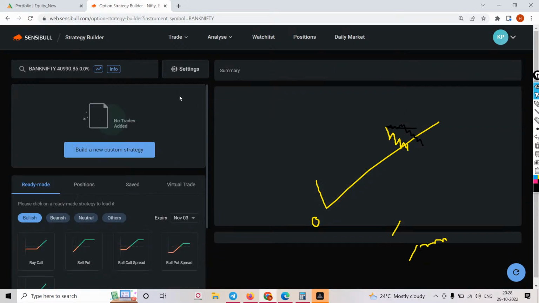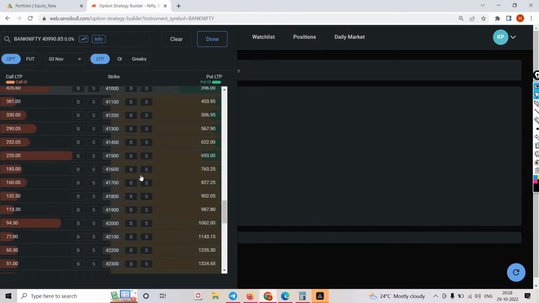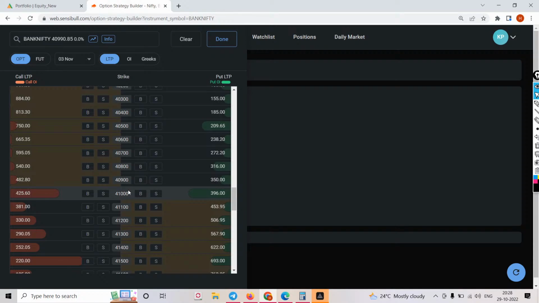Whenever we go for a put debit spread, what you have to do basically, you have to go to the option chain. What did I say? The market stands at 41,000. Basically, look out for, simple, look out for 230, 240 premiums.